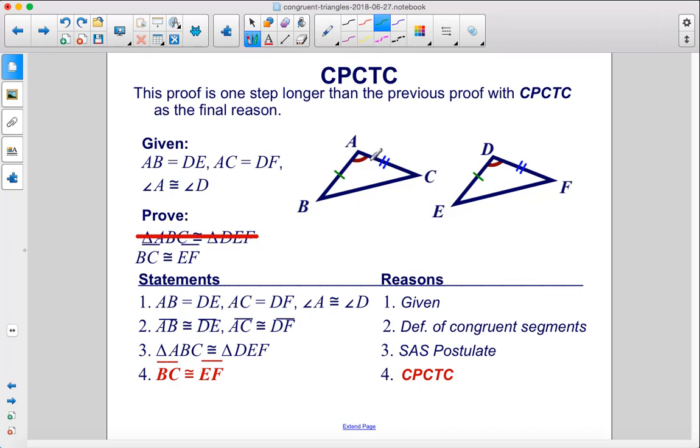So this proof is one step longer than the previous proof, with CPCTC as the final reason. The final step is not to prove that the triangles are congruent. That's the third step. The final step is to use that to show that these third sides here are congruent to each other. So we begin with our same given information. Therefore, these segments are congruent to each other. Therefore, the triangles are congruent. Therefore, these third sides here are congruent to each other because of CPCTC.